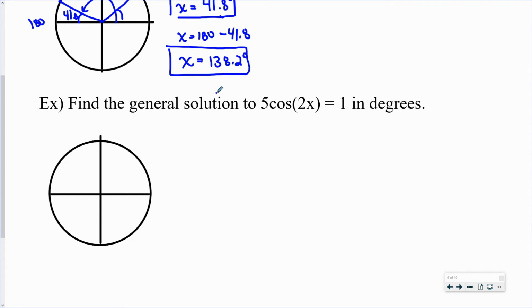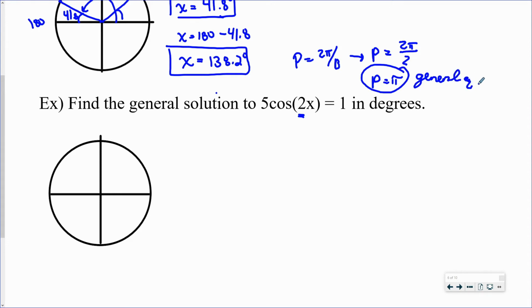So what I recommend you do right away with this question is say, okay, let's find the period. So it's 2 pi over b. Now my b value is 2, as I can see right here. So my period for this particular cos is actually pi. That's something to keep in mind when we're doing the general equations. We're going to deal with this in the question as well.